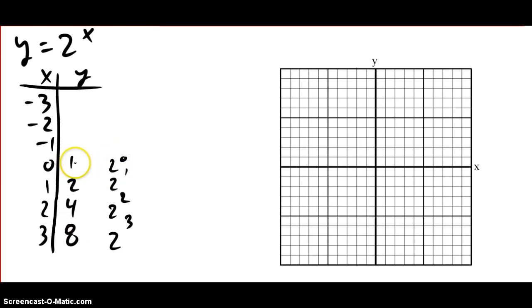Remember this pattern from earlier. 2 to the negative 1 is 1 over 2. 2 to the negative 2 is 1 over 4, so then this is 1 over 8. Okay, so we're going to go ahead and graph it. We're going to start down here before we get into the fractions. 3 comma 8, so this is 3 comma 8, right there. 2 comma 4. So each one of these is a coordinate.